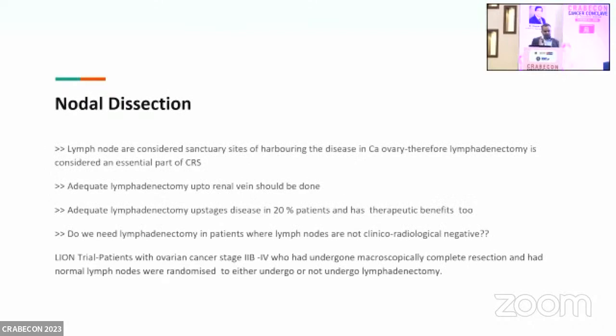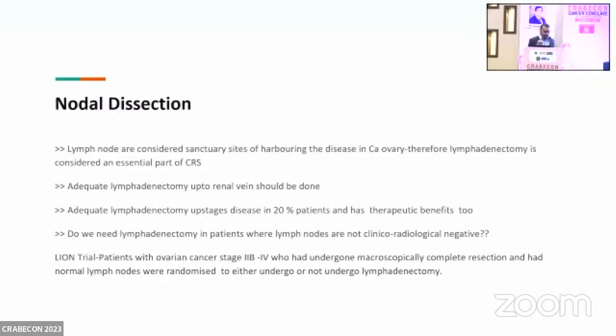Nodal dissection is very important because lymph nodes are often considered sanctuary sites harboring disease, and they also offer themselves chemo resistance. So adequate lymphadenectomy up to the renal vein should be done. And what benefit does adequate lymphadenectomy offer? It upstages the tumor in 20% of patients and has a therapeutic value also.